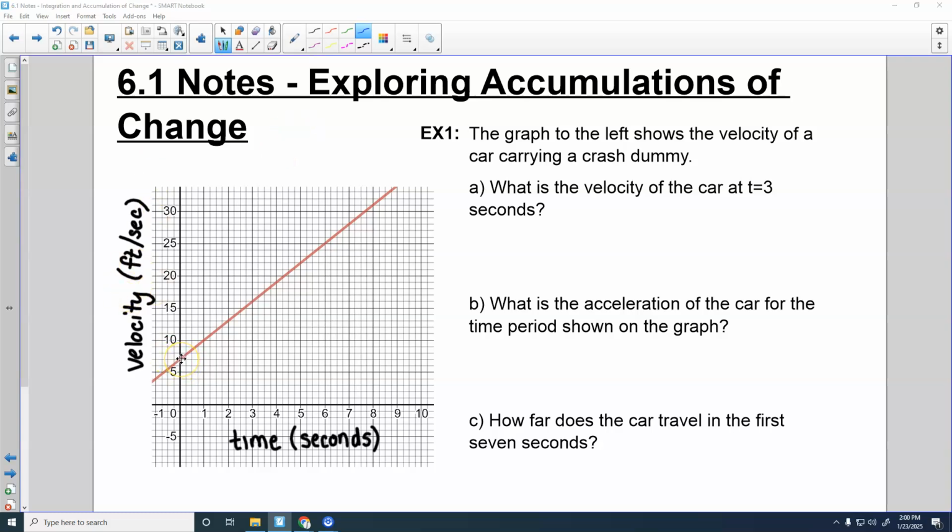so this time I can't just take my speed and multiply it by my time because my speed's not constant. That wouldn't work. So let's look through and see. The graph to the left shows the velocity of a car carrying a crash dummy. What is the velocity of the car at t equals 3 seconds? So what would the velocity of the car at t equals 3 seconds be?